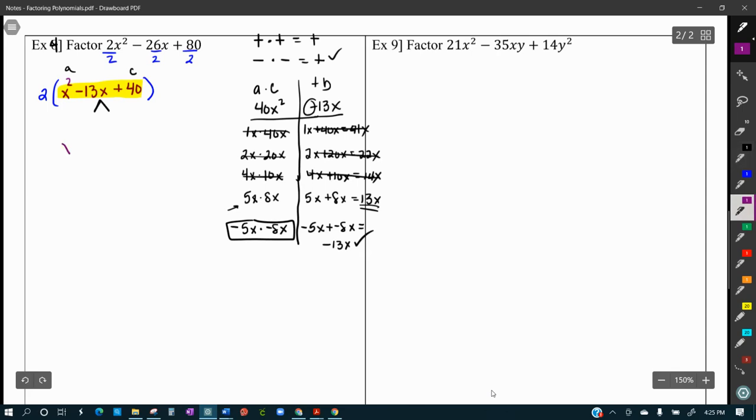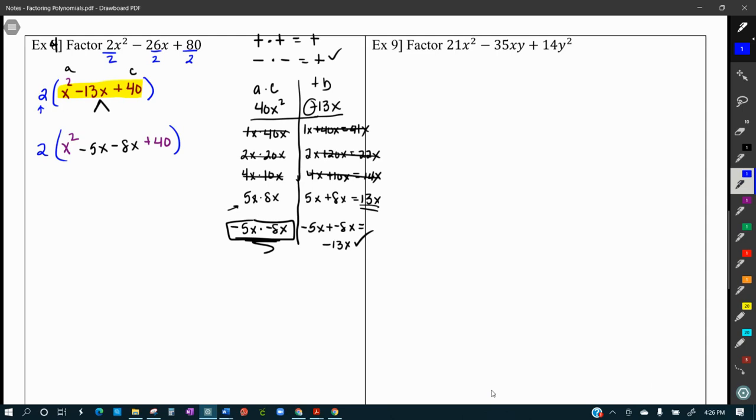What this turns into is x squared will drop down. Negative 13x splits into negative 5x minus 8x, and then 40 drops down. Now, you still have this 2 out in the very front. That 2 does nothing. He's just going to drop down with us at every step because he has already been factored out. So he's just going to drop down on every single step that we do.